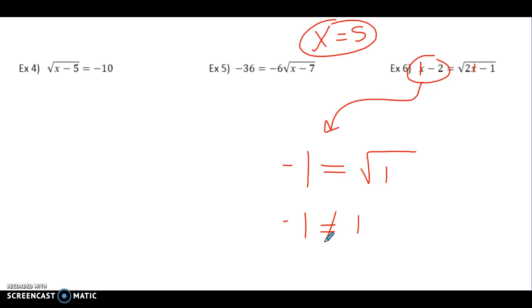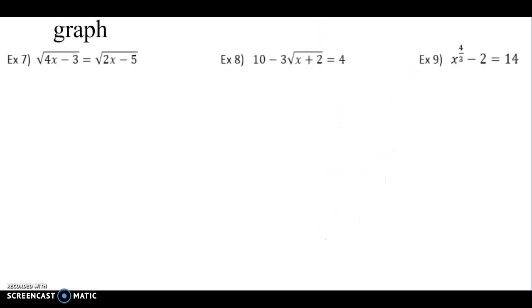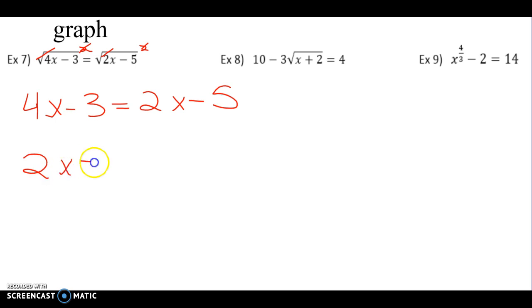Number 7. This looks hard, but what happens when you square both sides? They disappeared. They both cancel. And now you're in algebra 1. Subtract 2 x's over, add 3 over. Negative 2, x equals negative 1.